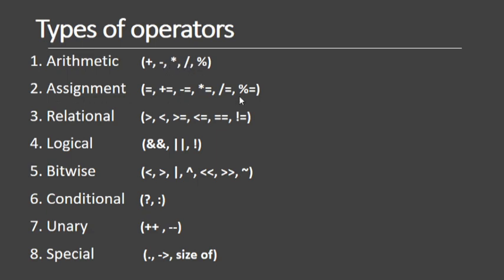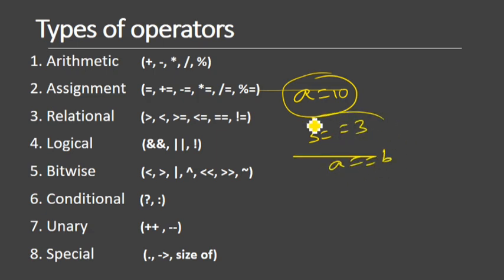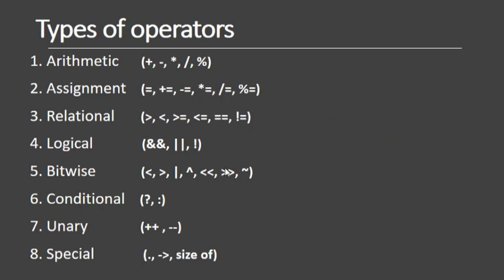Assignment: we are assigning values. For example, a equal to 10. Like that, we are assigning values to variables. Relational operators are comparing values, for example 3 equal to 3, a equal to b. These are the comparison operators or relational operators. Logical operators perform on boolean values and logical gates. Then bitwise operators, conditional operators, and unary operators. For example, I'm writing plus plus a, incrementing the value of a or decrementing the value of a. And the special operators.